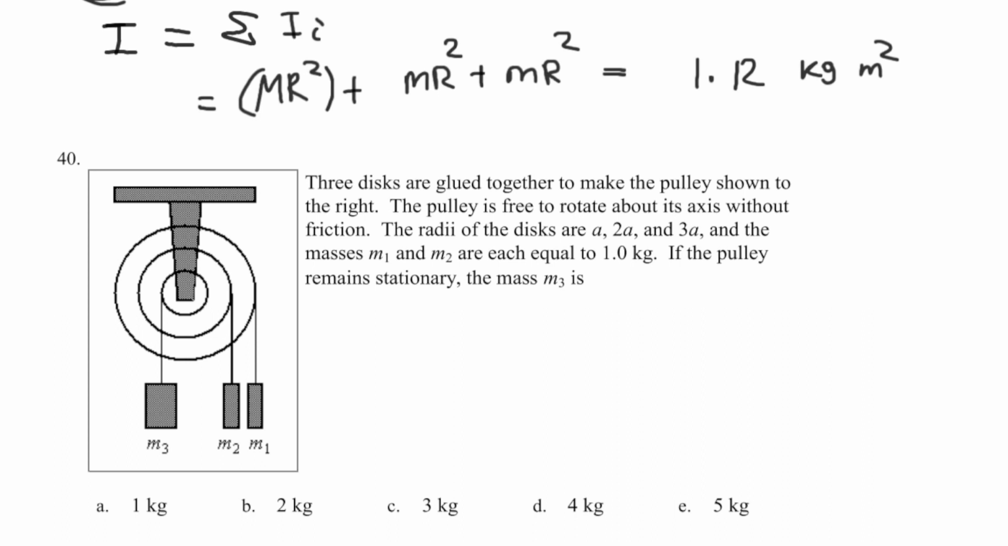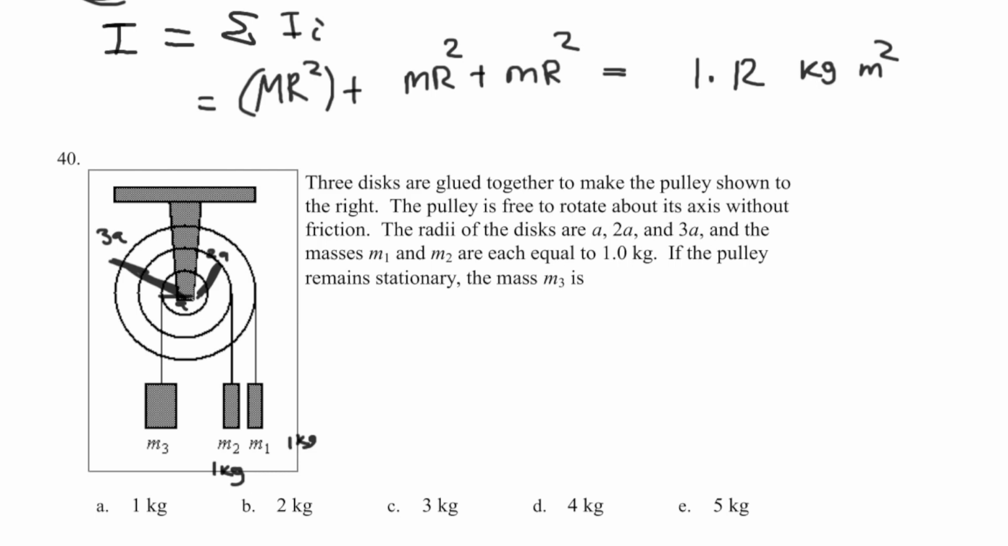Three discs are glued together to make the pulley shown to the right. The radii of the discs are A, 2A, and 3A. And the masses M1 and M2 are both 1 kilogram. So this is 1 kilogram. This is also 1 kilogram. We want to find what M3 has to be. So we're given that this distance right here is A. This distance right here is 2A. And this distance right here is 3A.